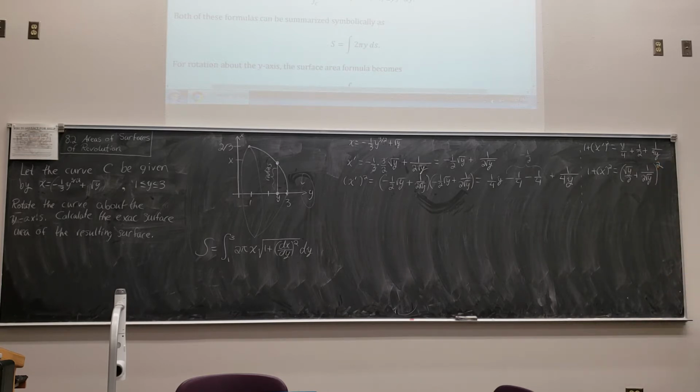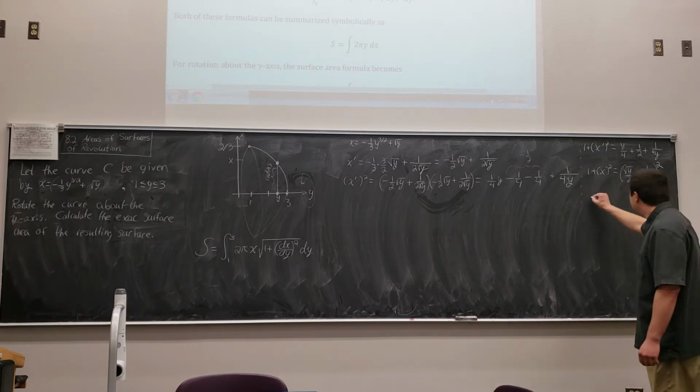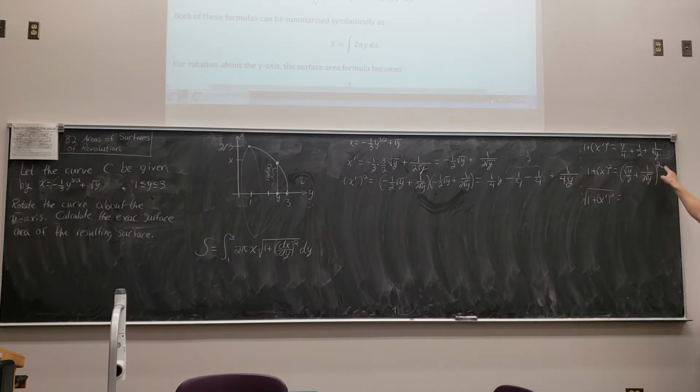So power 2 on that because we factored it. Does that make sense so far? Okay, now let me take the square root of it. 1 plus x prime squared, square rooted, would be the square root of all this. So we get root y divided by 2 plus 1 over 2 root y. Once again, no absolute values because that quantity has no potential to ever be negative.